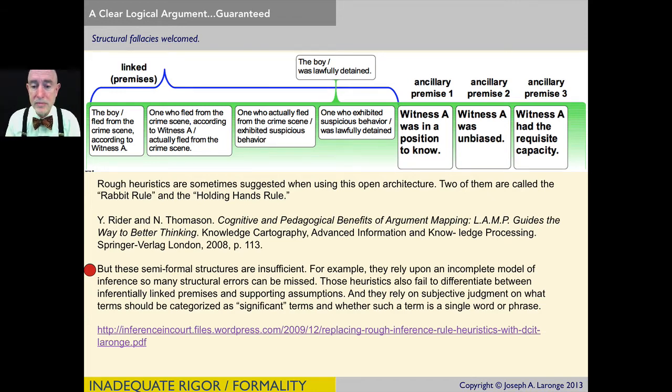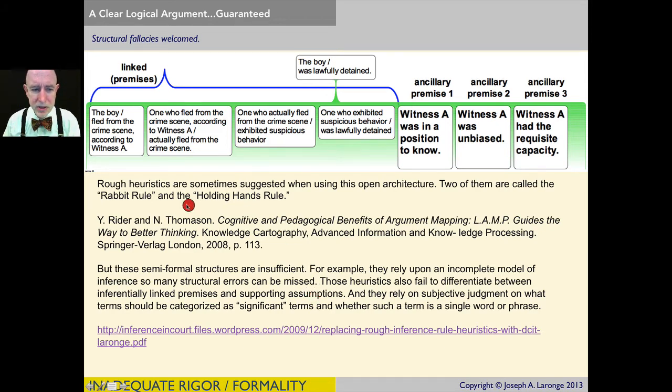Just a few of them, for example, are that these two heuristics rely upon an incomplete model of inference. So many structural errors can be missed. So it may begin to point you perhaps in the right direction, but it's just too loose in its formality to provide any assurance.